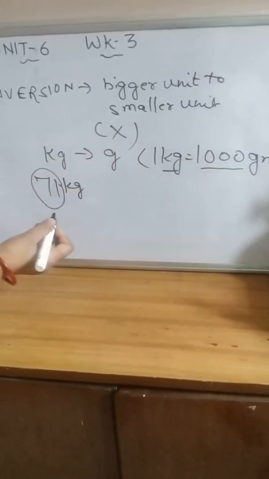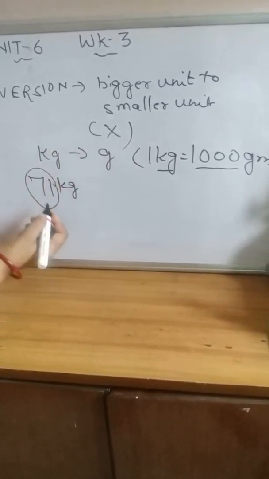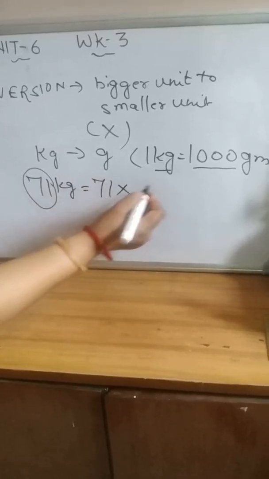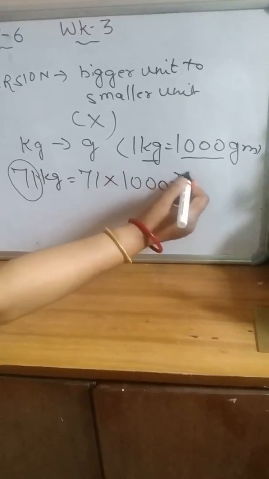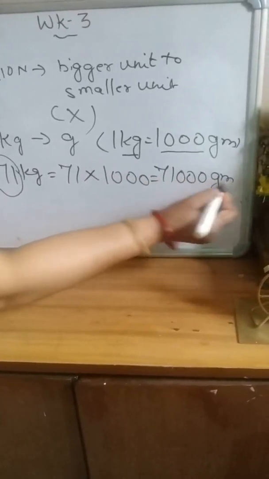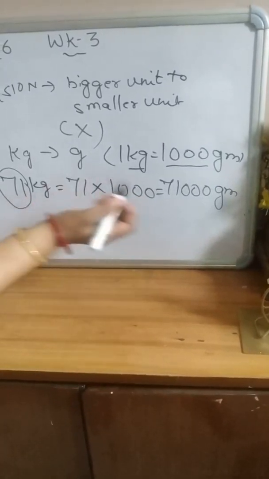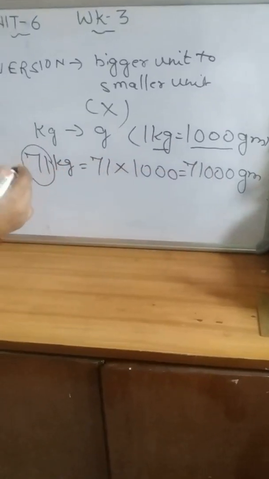So 71 kilogram, we have to convert it into what? Into gram. So what we will do, the number of kilogram, that is 71, will be multiplied with 1000. Then we get 71,000 and the unit will be gram. Here, after multiplying with 1000, this 71 kilogram is converted into 71,000 gram.